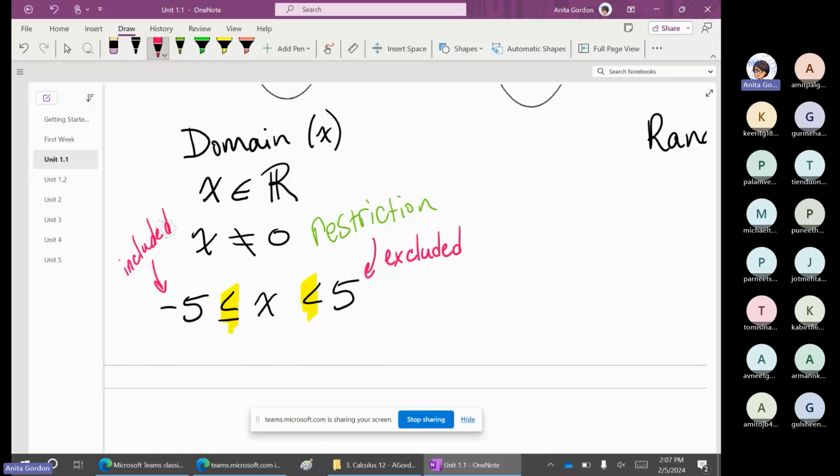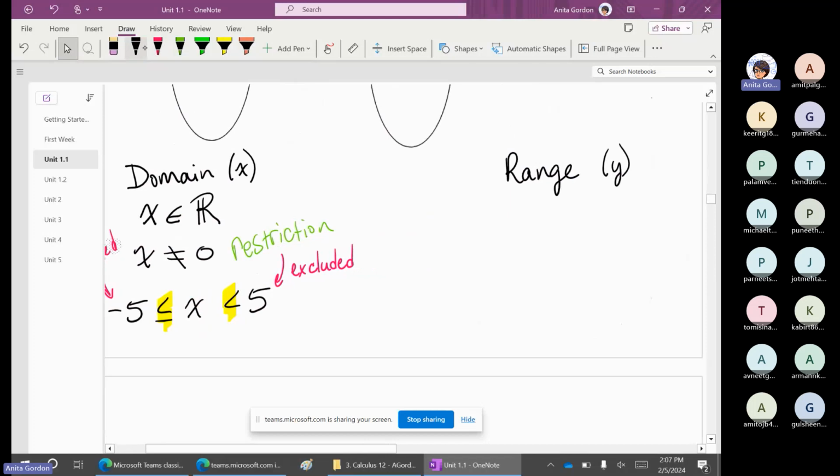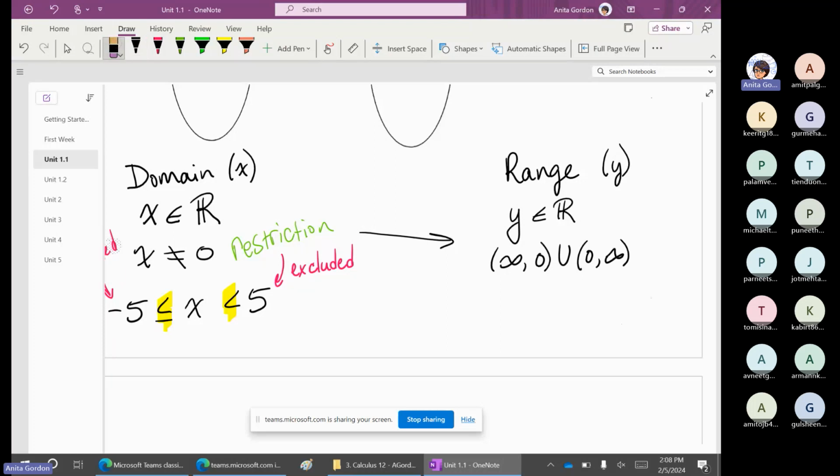So under the range section, I'm going to show you another way we can write this, but with the same restrictions that you see here. We can say y can be all real numbers. That's fine. I'm going to show you how to write this in a different way. I'm going to say y can go from negative infinity to 0 and from 0 to infinity. Sorry, this one should have been negative infinity. It means it can go on and on and on forever.